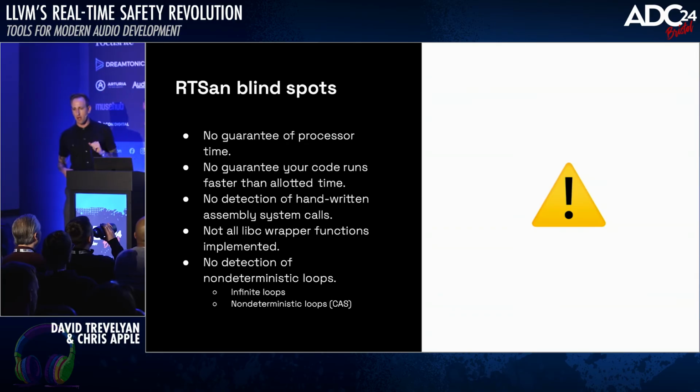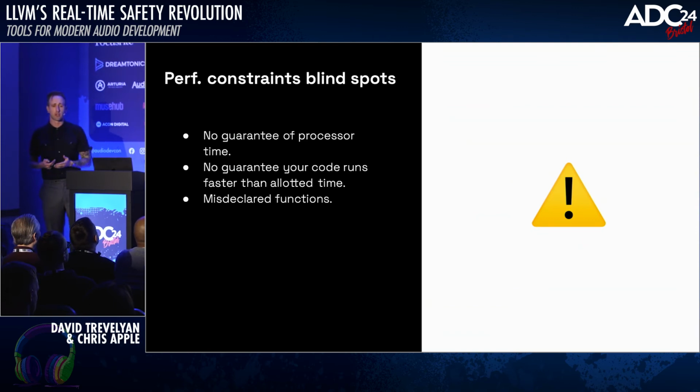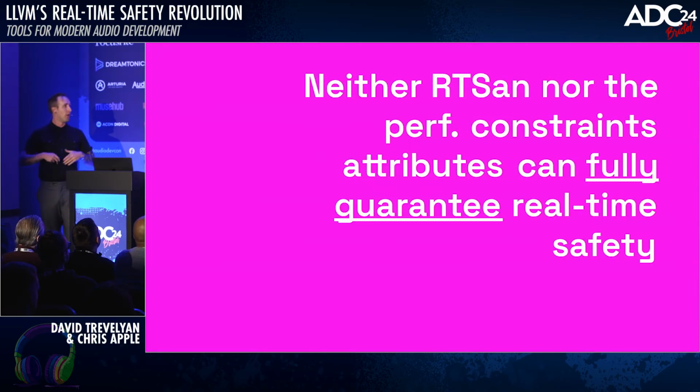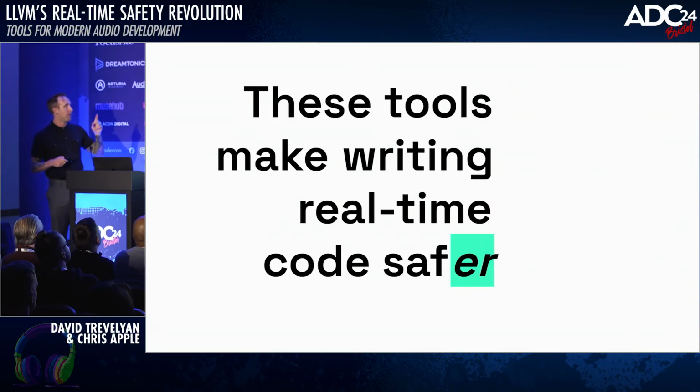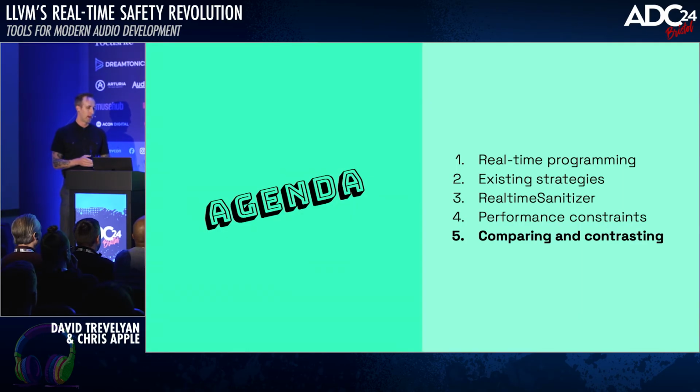So we can't guarantee your processor gives you all the time that you requested. We can't guarantee your code runs faster than the allotted time. We haven't implemented all of the libc wrapper functions, things like this. Perf constraints has some similar blind spots and has the new blind spot of these misdeclared functions, right? So all this is to say, without stewing on the details too much, neither of these tools can fully, 100% guarantee real-time safety, but they were designed to make writing real-time code safer and easier than ever before. They're not a panacea. They're not going to fully certify your code, but they're going to make your life substantially easier. All right, interlude over. Let's get into the back half.